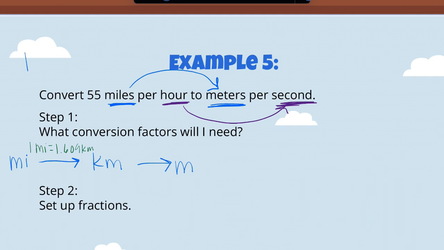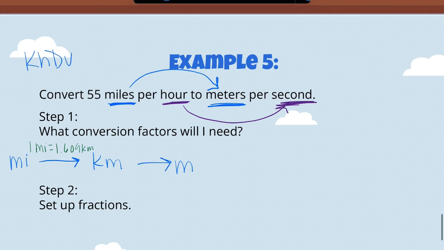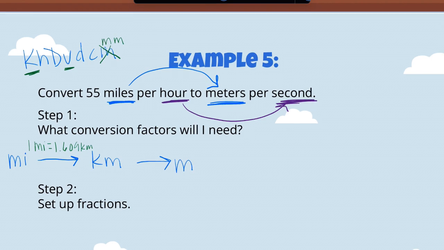We can use King Henry. King Henry doesn't usually drink chocolate milk. And kilo is right here. And meters, remember, are our base unit, not the M. That would be millimeters. And we just want to convert to meters. So kilometers are larger. So 1 kilometer equals 10 to the third, otherwise known as 1,000 meters. So now I have come up with a plan to help me convert my miles to meters.